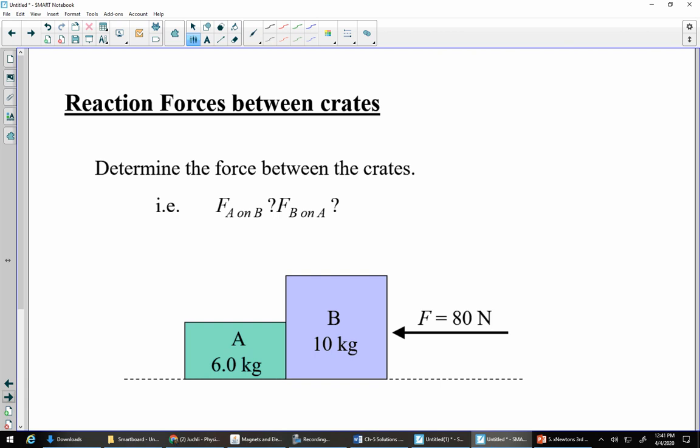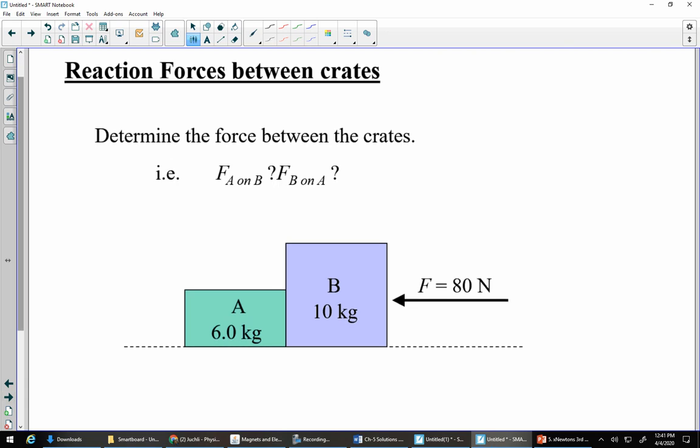Okay, so good. You don't have this one in your booklet. This is just sort of the big idea. So if I have two crates lined up, crate A and crate B, and I am pushing on crate B, here's maybe me pushing on crate B with a force of 80 newtons. I have to push all of B and all of A. So that 80 newtons is pushing the entire thing.